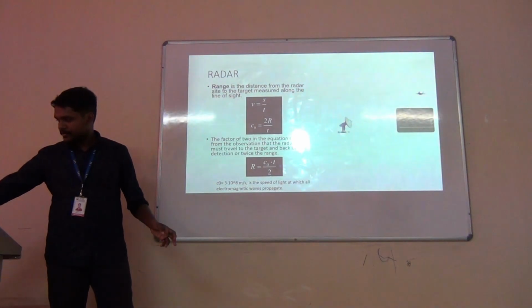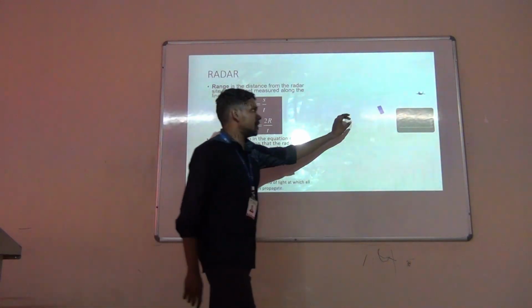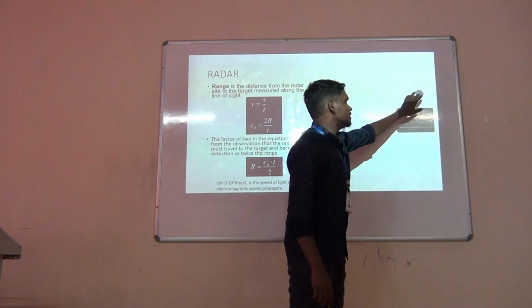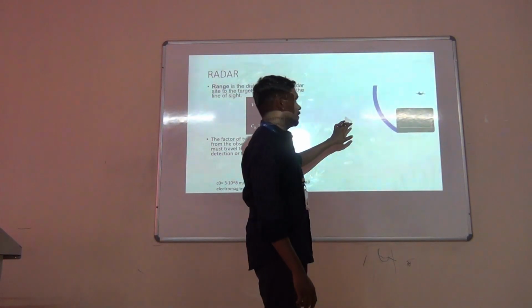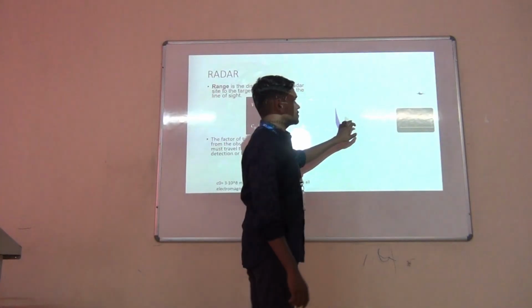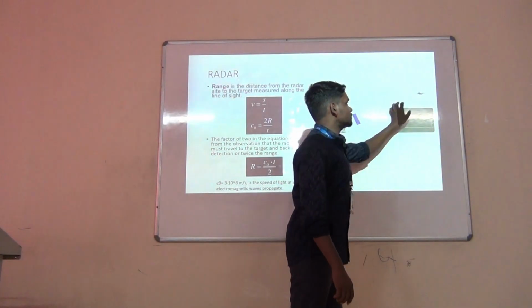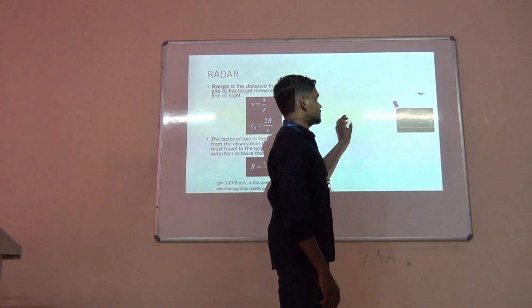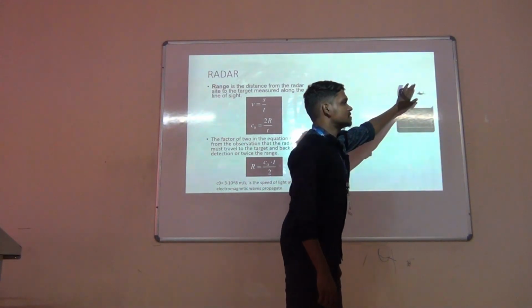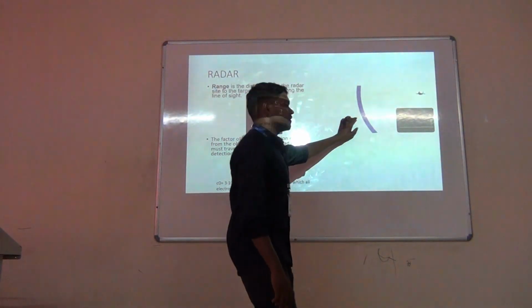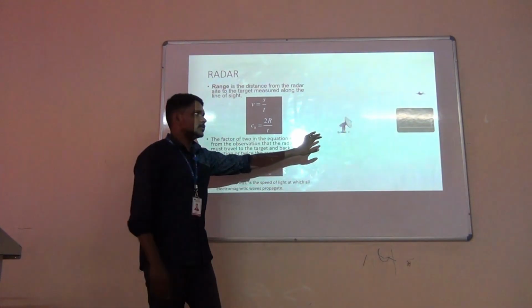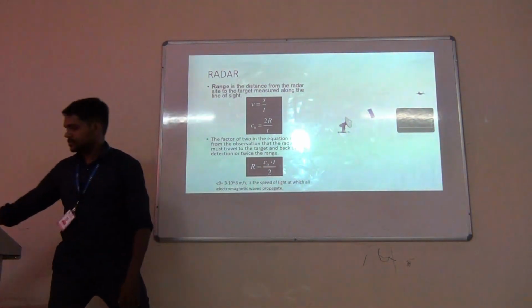In this radar image, you can see a certain pulse will be generated, and this pulse alone will get reflected again. But in case of continuous radar, a continuous wave will be traveling here. In case of pulse, a certain pulse will be sent, and that pulse alone will get reflected. So you can see in this GIF image.